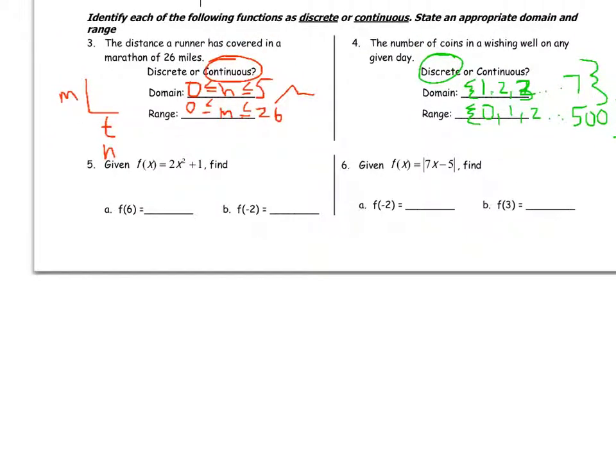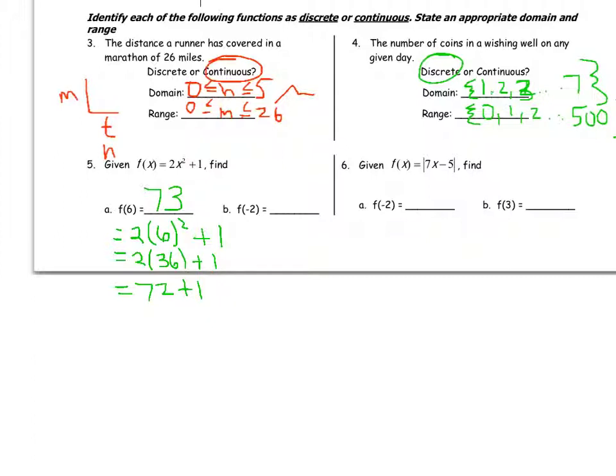Okay, looking at 5 and 6 now. 5 and 6 we're evaluating, so we want to plug these values in. So on 5a, we've got f of x equals 2x squared plus 1 for f of 6. So we're going to look at 2, but instead of x, we're going to have 6 squared plus 1. We need to do order of operations, so we do our exponent first. So we've got 2 times 36 plus 1, because 6 squared is 36. 2 times 36 is 72 plus 1 would give me my answer of 73.